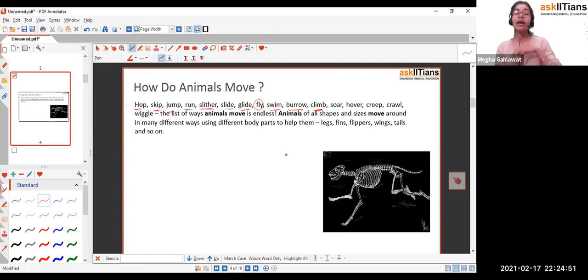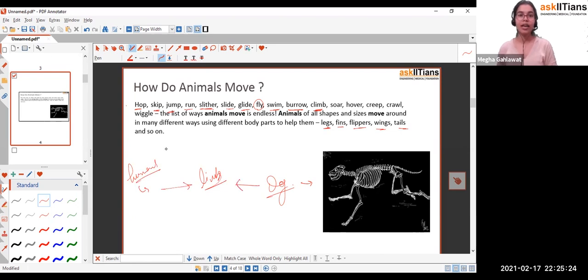On top of that, according to all those factors, the animal's habitat, adaptation, environment, and different kinds of skeletal system, they have different body parts to help them, for example, legs, fins, flippers, wings, tails, and so on. So this one right here is a dog. What is helping it move? Limbs. If we talk about human beings, what helps in moving? Limbs, right? So that is how organisms move. They just keep on moving.